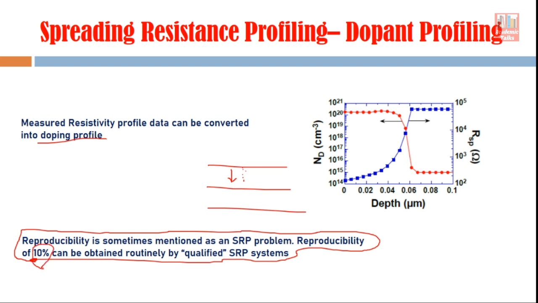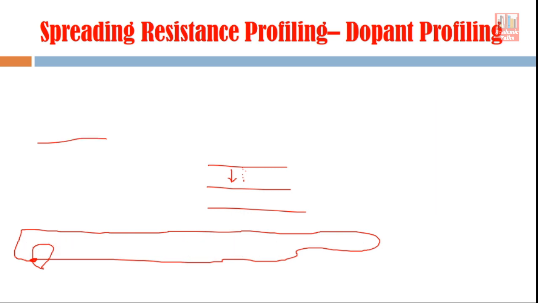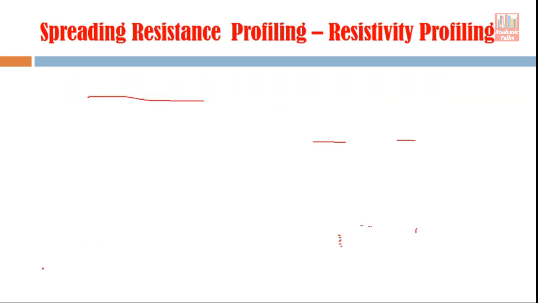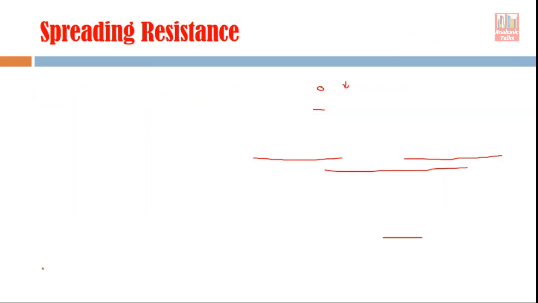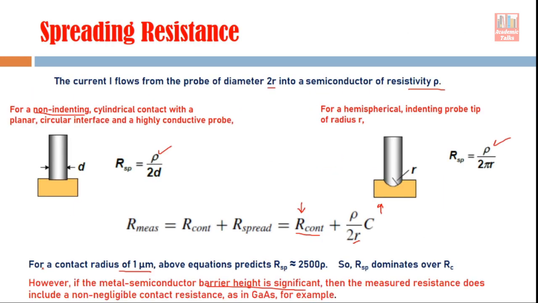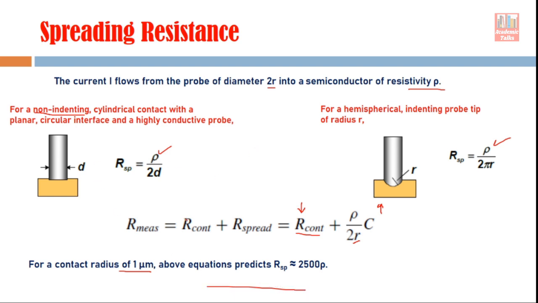I hope that I'm able to convey this message clearly to you, and now you understand what spreading resistance is, how we can find out the spreading resistance, and how this spreading resistance can be used to do the depth profiling. And remember, if you want to find out the spreading resistance, this kind of equation is sufficient. You just have to see how much the resistance is, and if you know the resistance, you can find out this rho, the resistivity of the material.